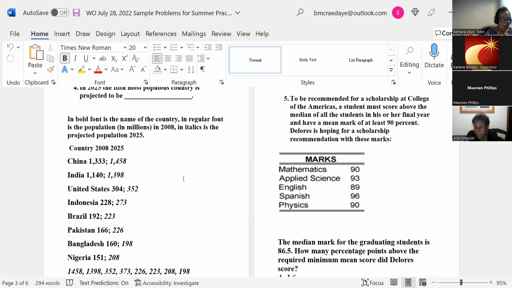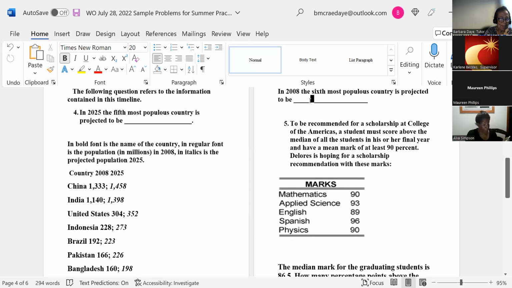No, Miss Barbara. They're already in order under 2008. All you have to do is just count, right, Maureen? Did you spot that, Maureen? Yeah. They're already in order, Alva. Under the 2008, they're already in order, because every number is next to the next one. See, 1,004, then 304, 228, 192, 166, 160, 151. So all you had to do was say 1, 2, 3, 4, 5, 6. Pakistan. That would be your answer. Pakistan. All right.